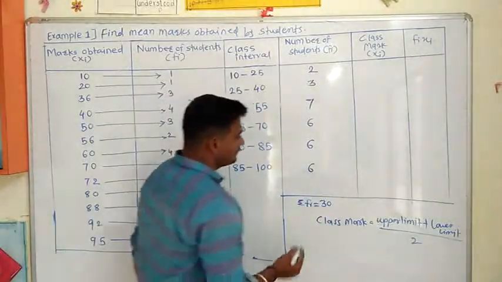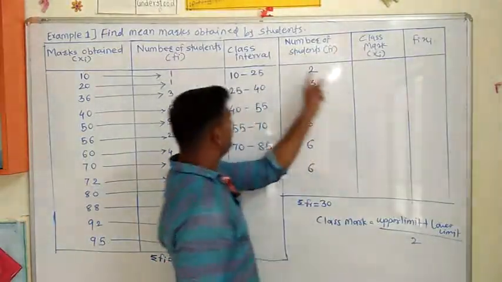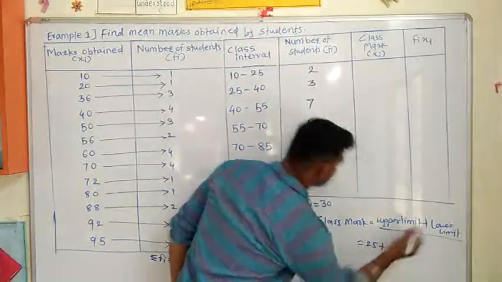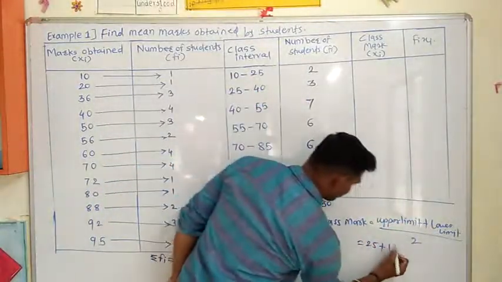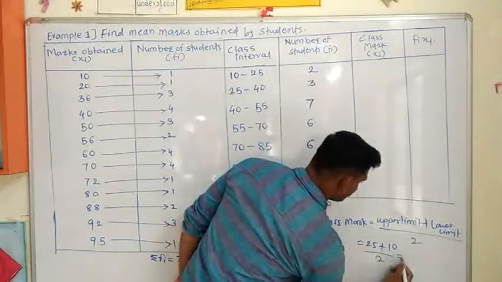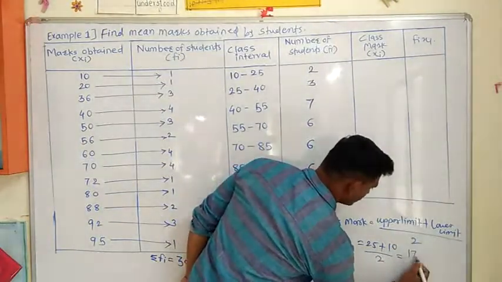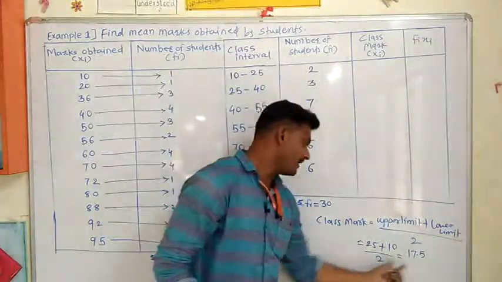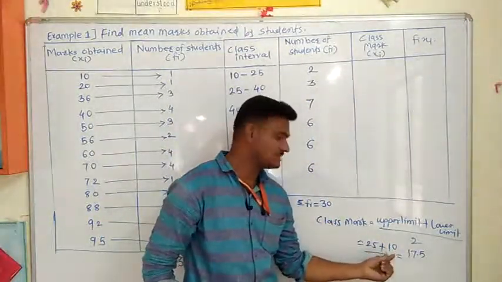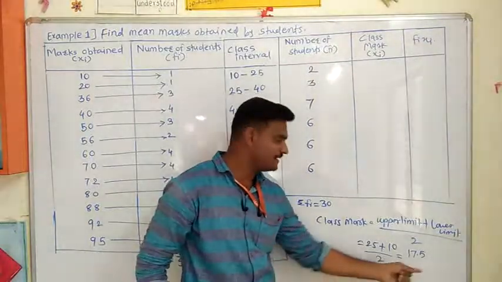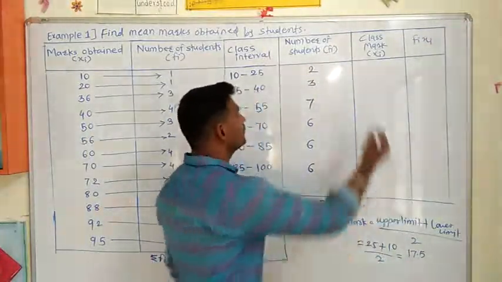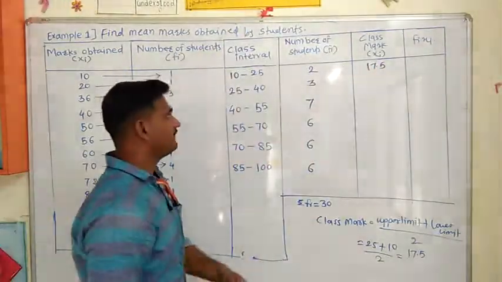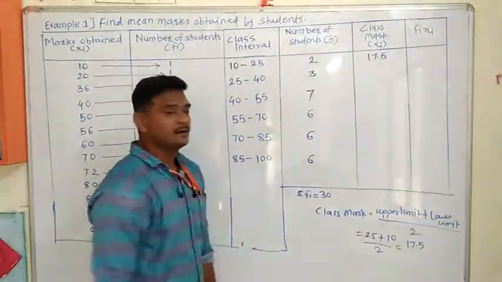See here, what is the upper limit of the first class? 25. Upper limit of the first class is 25 plus lower limit is 10. 25 plus 10 divided by 2, which is equal to 35 divided by 2, which is 17.5. We get 17.5. 25 plus 10 is equal to 35. 35 divided by 2 is 17.5. Similarly, we can find it for all the classes.